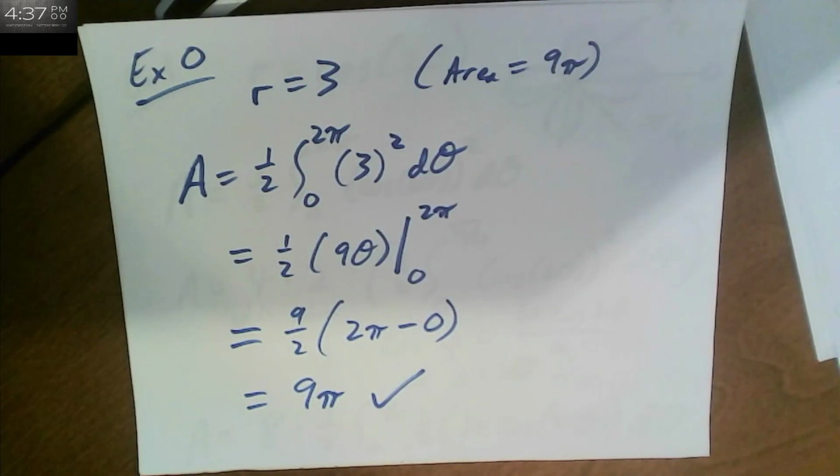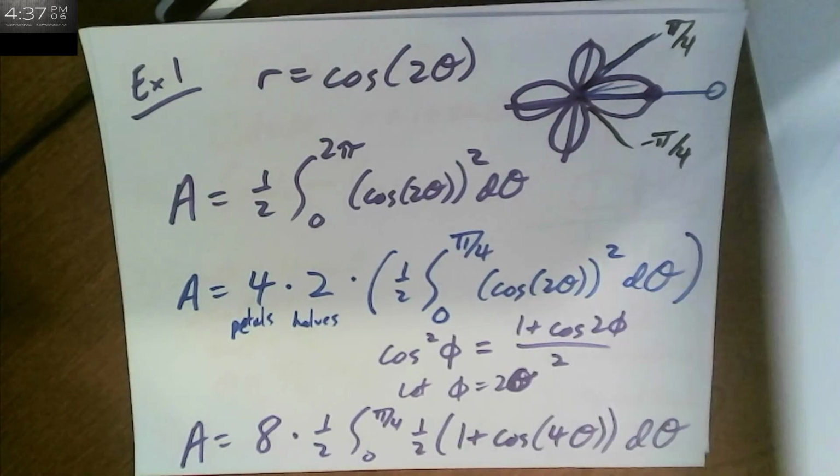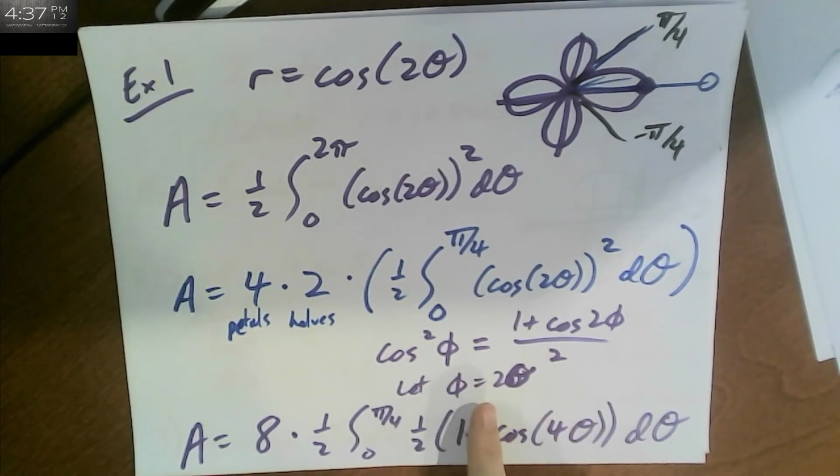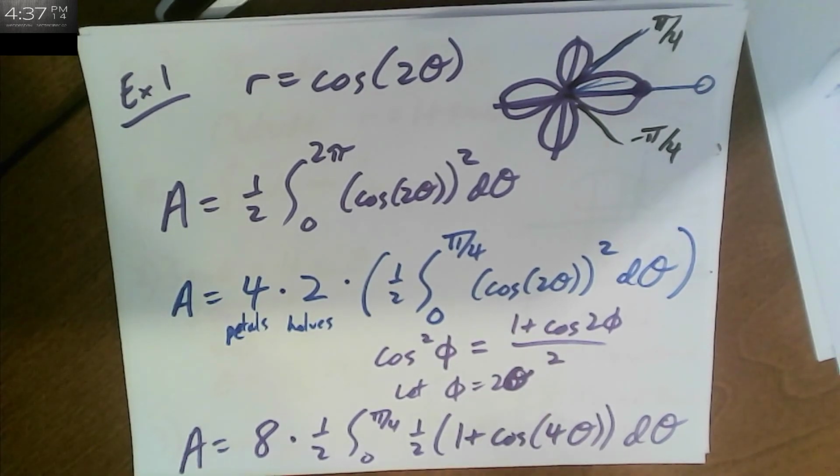Our first example, example 0, was a shape we already know very well, a circle of radius 3. Formula worked, good news. Our second example, we talked about the idea of using symmetry and using a power-reducing formula, and we didn't finish evaluating, right? We set this up, but we didn't evaluate the whole thing.